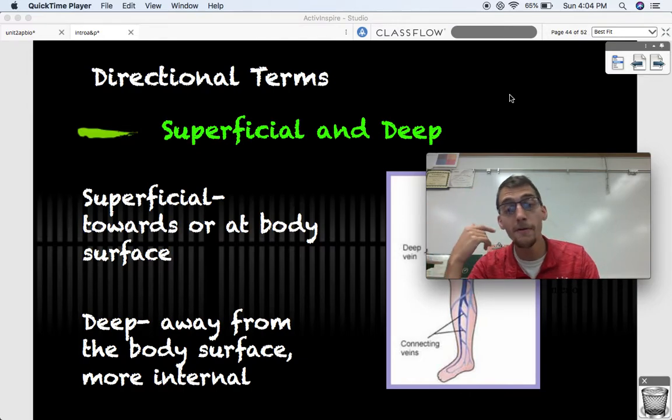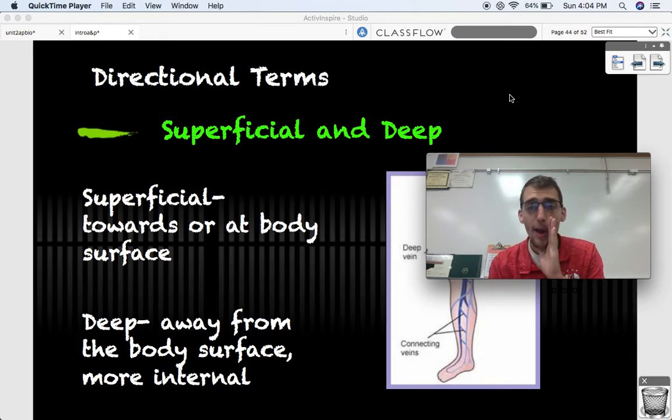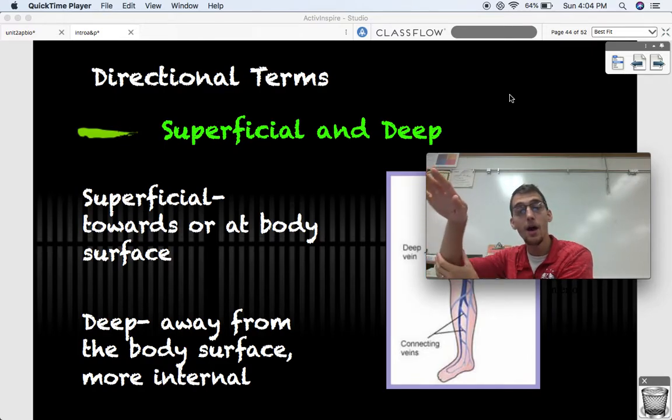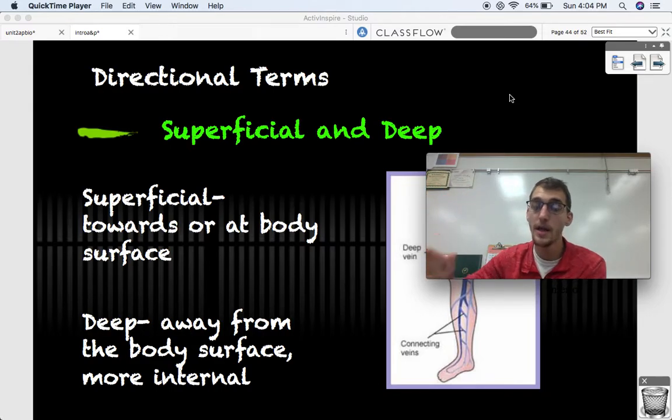So the most superficial component of your skin, for example, is called your epidermis. You see my epidermis right now. There's a joke in The Simpsons: your epidermis is showing. Yeah, that's because it is. So this is the most superficial component of the skin. Underneath the epidermis, and we're going to talk about this in our integumentary system unit, is what we call the dermis, and that's deep to the epidermis.